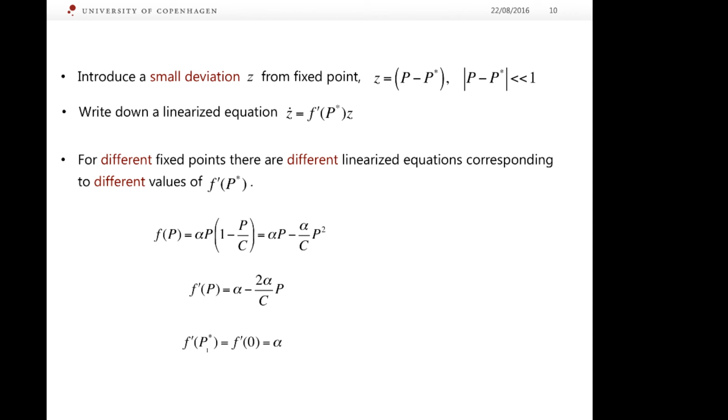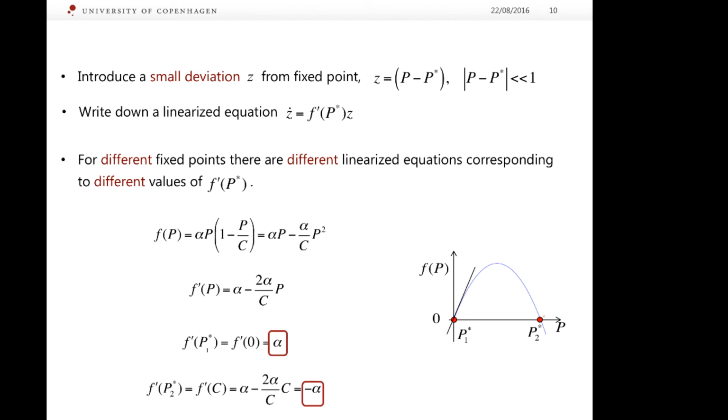First, at 0. Instead of p, we substitute 0, and we discover that the value of the derivative is simply equal to alpha. For the second fixed point, instead of p, we substitute c, and after simple calculations, we discover that the derivative is equal to minus alpha. Let us try to find the geometrical interpretation of these derivatives. Please note that alpha is a positive constant.